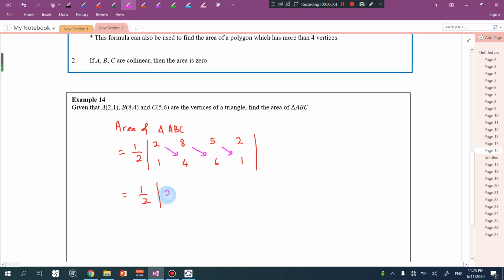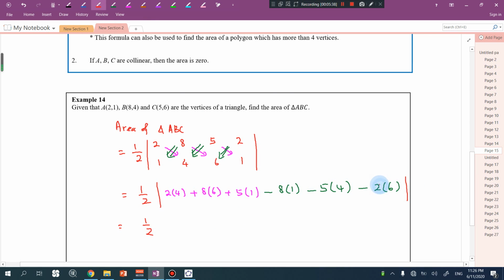2 times 4 plus 8 times 6 plus 5 times 1. Okay, then we go another direction. Minus 8 times 1 minus 5 times 4 minus 2 times 6. Okay.